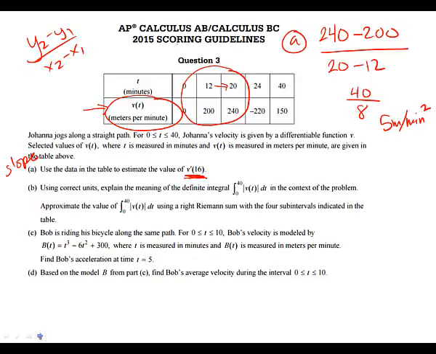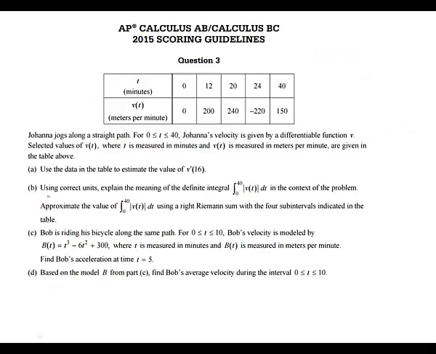Okay, let's look at part B. I'm going to switch slides. Using correct units, explain the meaning of the definite integral in the context of the problem. Approximate the value of the absolute value using a right Riemann sum with 4 subintervals as indicated in the table. Okay, I'm going to do this part first, and then I'm going to come back to explaining the meaning.